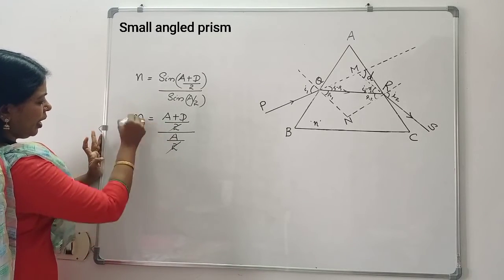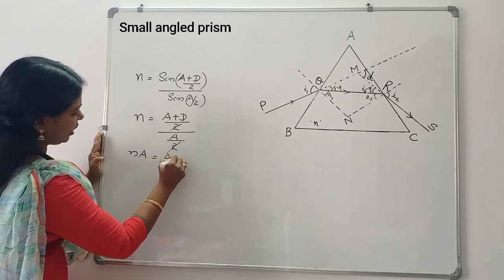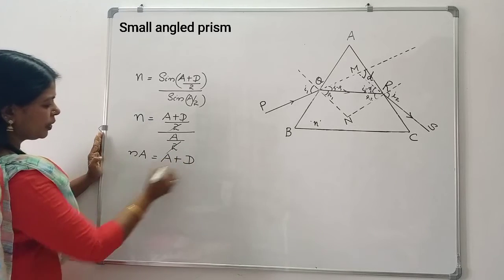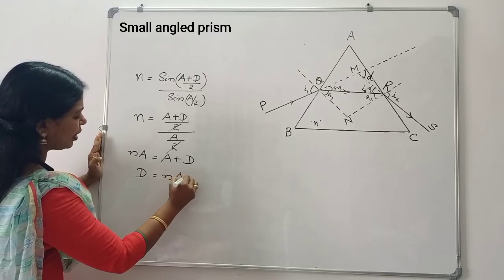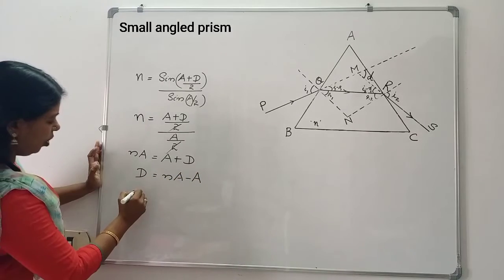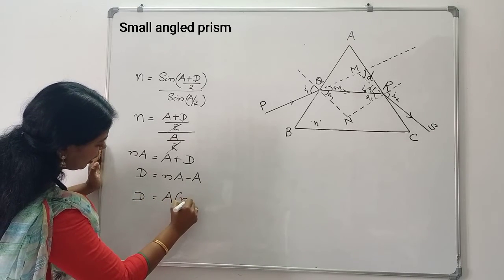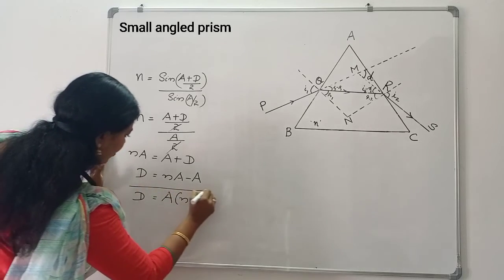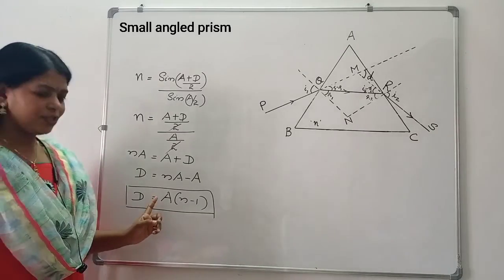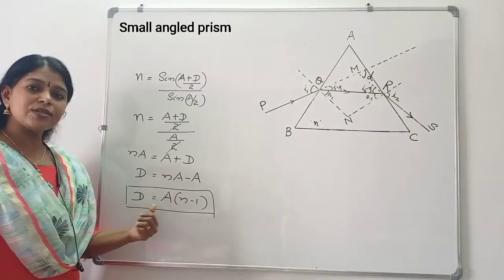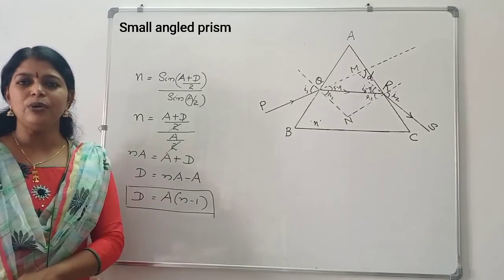That is, NA is equal to A plus D. D is equal to NA minus A, or D is equal to A into N minus 1. For a small angled prism, relation connecting angle of deviation and angle of the prism is D is equal to A into N minus 1.